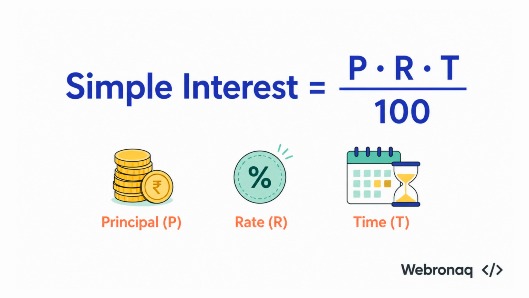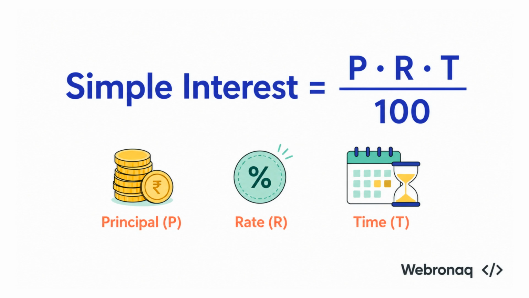Hello friends. In this video, we're going to write a small C++ program that calculates simple interest. But before we touch any code, let's get the idea straight. Simple interest is just a formula. You take the principal, the money you started with, multiply it by the rate of interest, multiply that by the time, and divide by 100. That's it. Principal times rate times time, divided by 100.